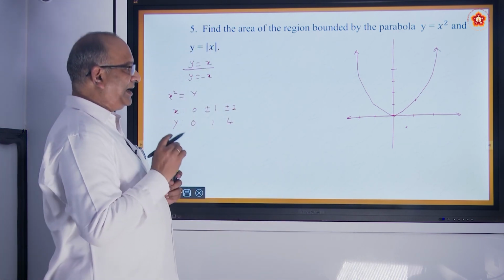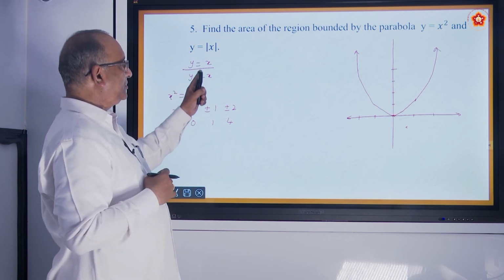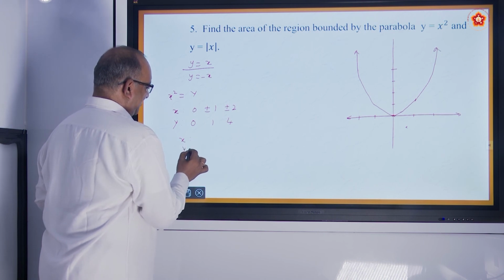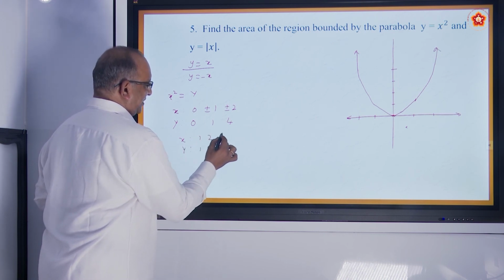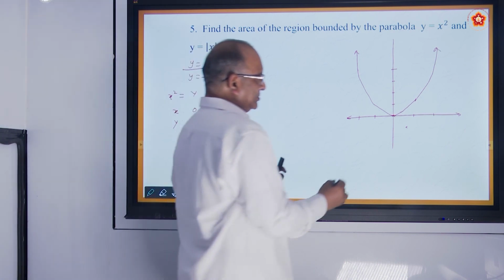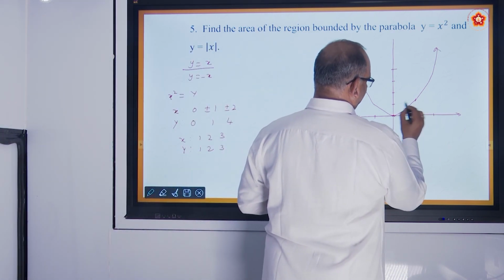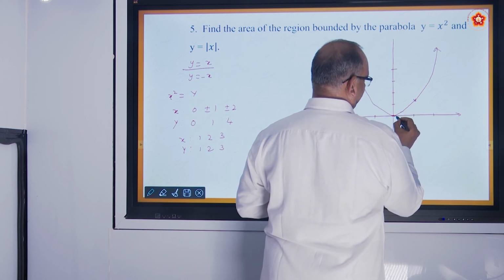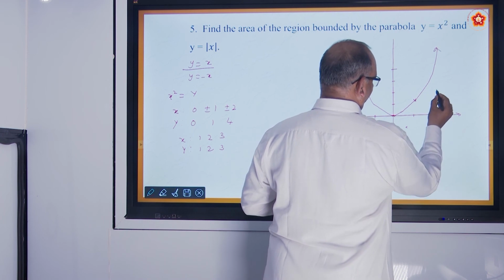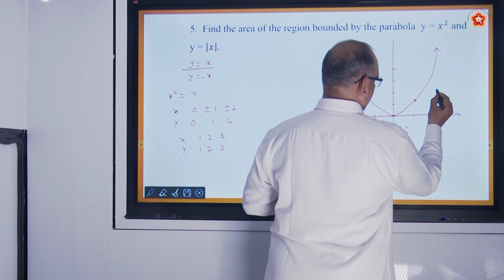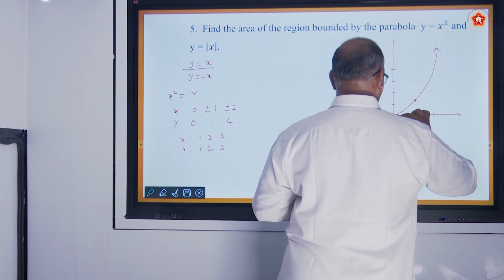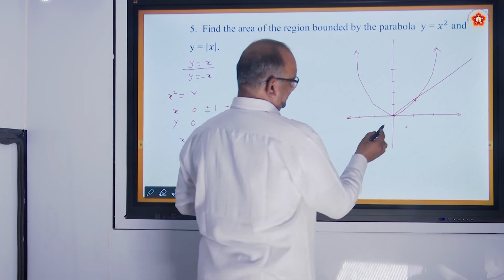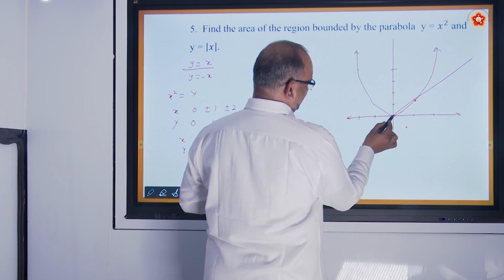Then we have to draw a line. What kind of line it is? Y equal to x. Y equal to x means what? If you take x and y values, if x is 1, y is 1, x is 2, y is 2, x is 3, y is 3, like that. So, 1, 1 is a point, 0, 0 is a point, 2, 2 will be a point. Join these points. Similarly, this side you join these points.